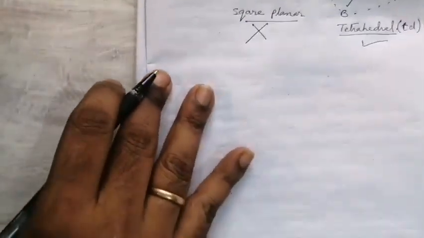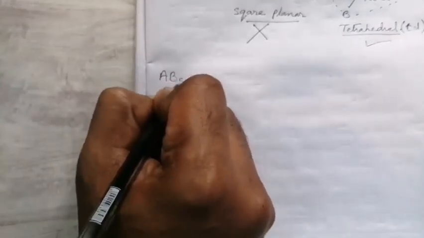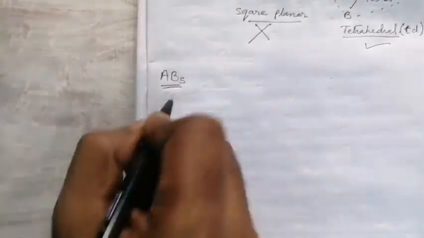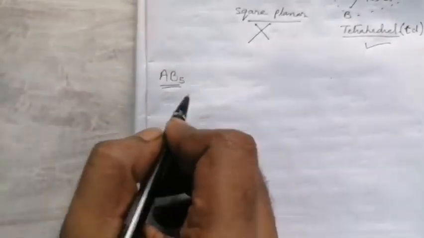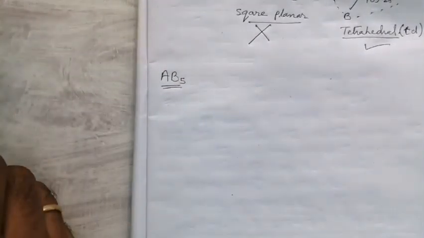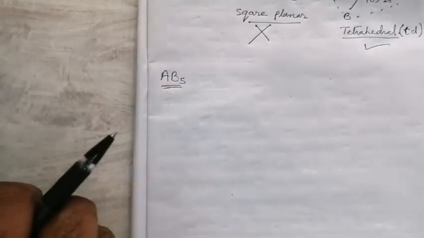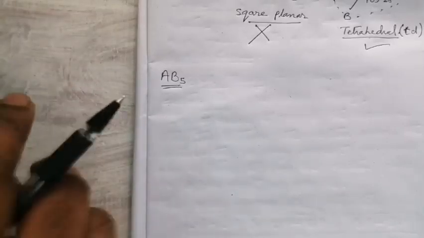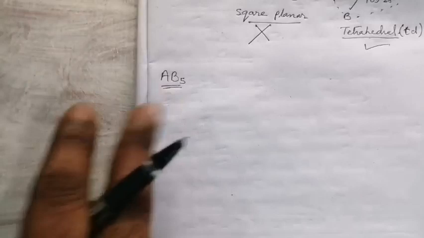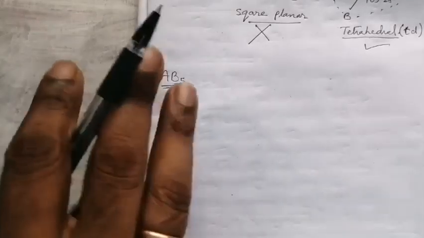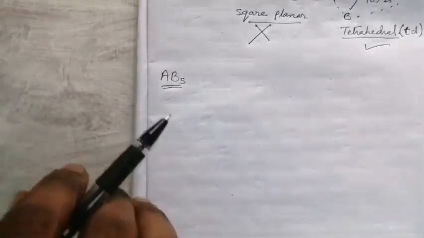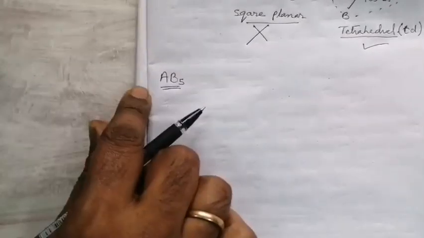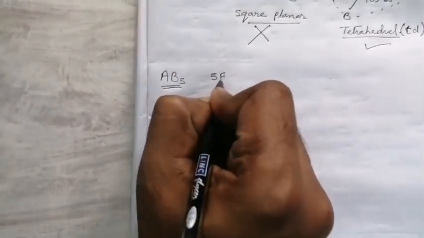So next move on to the next molecule, AB5. Now AB5, here you can see 5 B atoms surrounding the A atom. So 5 B atoms means how many electron pairs? We have seen in the first case AB2, where 2 B atoms surround the A atom, we got 2 electron pairs around the A atom. In case of AB3, 3 electron pairs around the A atom. In case of AB4, 4 electron pairs around the A atom. AB5, how many electron pairs? It is 5 electron pairs.